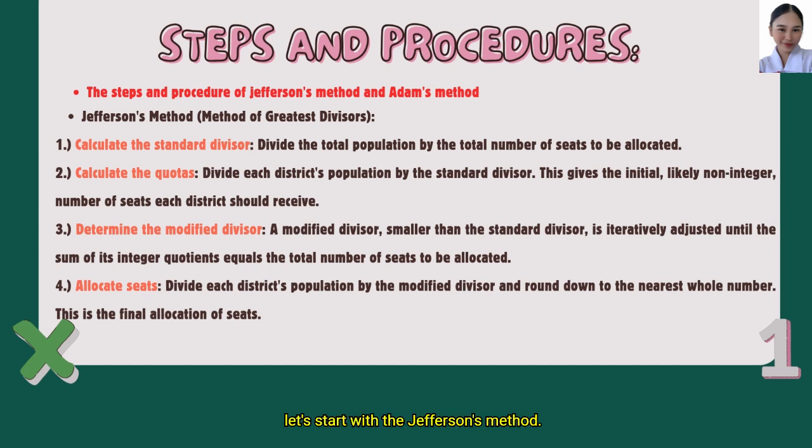So, let's start with Jefferson's method. It is also called the method of greatest divisor. It has four steps. The first step is to calculate the standard divisor: divide the total population by the total number of seats to be allocated.